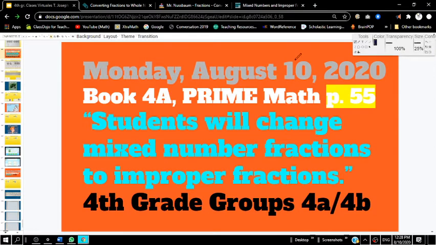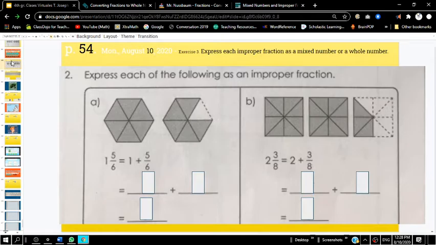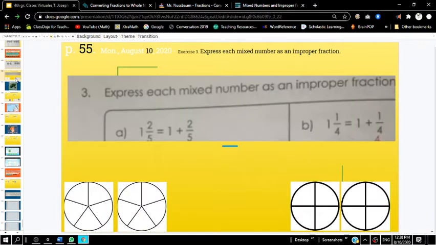On page 55, you'll notice, boys and girls, that we were actually looking at the opposite of that from page 54. Before, we were taking improper fractions and changing them to mixed numbers. Now we're going to change mixed numbers to improper fractions. So let's go to page 55, letter A.